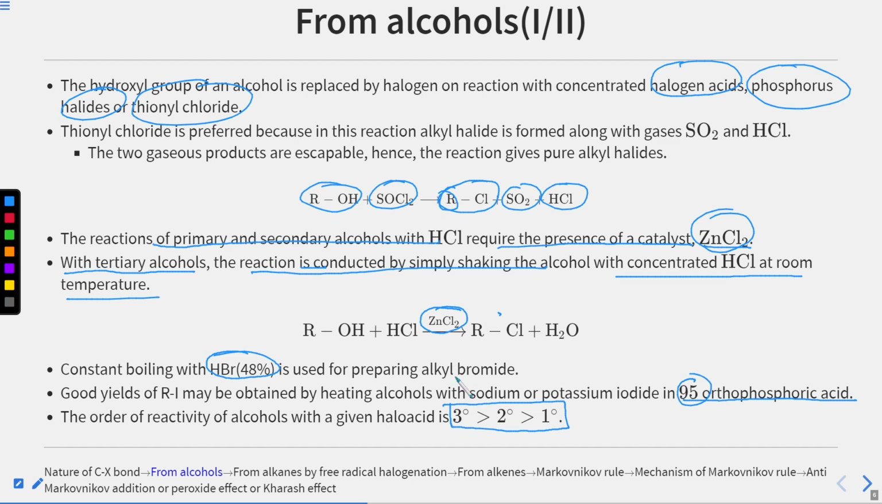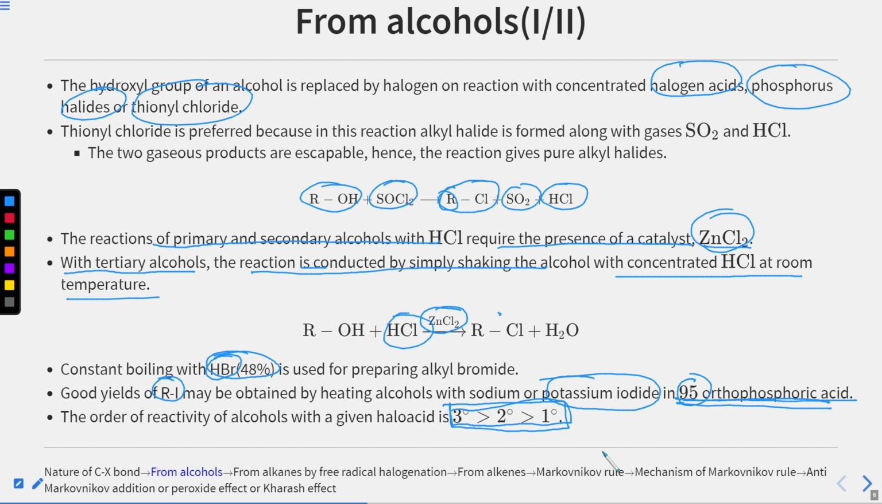Coming to alkyl bromide, you have to treat with HBr, that is 48%, and you have to do constant boiling. Next, if you want to prepare alkyl iodide, you have to treat with potassium iodide in 95% orthophosphoric acid. Now, the reactivity of alcohols with halo acids, HCl or HBr, follows the order 3 degree, 2 degree, and 1 degree. Okay, this is clear. So, this was the preparation from alcohol.